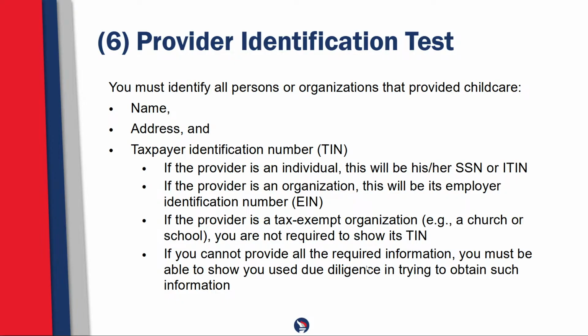If you cannot provide all the required information, you must be able to show you used due diligence in trying to obtain such information. Some places don't want to give you this information. Why? Well, it's kind of under the table. I've heard of one place where you paid a certain amount to have your kid watched if you wanted a receipt, and you paid a lesser amount if you didn't want a receipt. Do you really want to leave your kid there with people that are running a business like that? That's kind of scary.